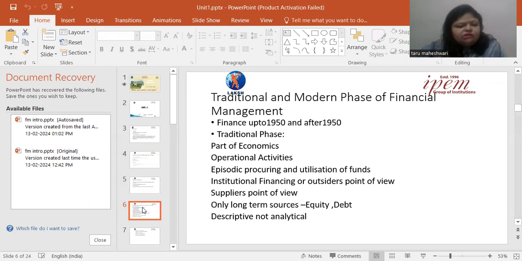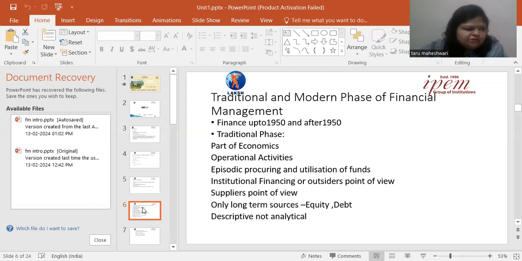As well as that, only long-term sources like equity and debt were taken into consideration, and it was descriptive, not analytical. Nowadays it is completely different, as after 1950 there is a lot of change. Now it is not only a part of economics, but there are so many branches of finance, like behavioral finance, public finance, and the latest contemporary area, fintech. Now it is not episodic, but planned activities which are going on. The supplier's point of view is not the main concern; it is the customer's point of view which is the main concern nowadays in financial management.